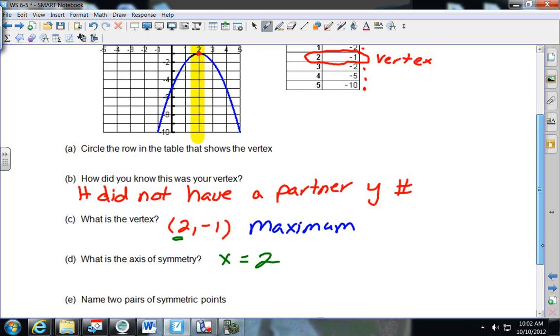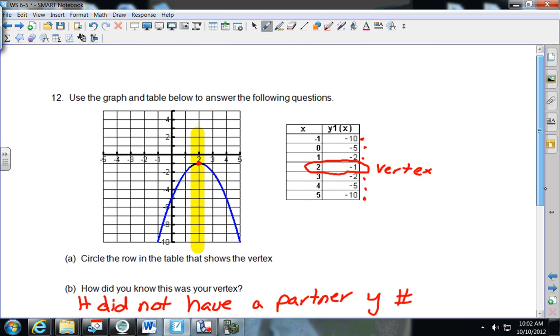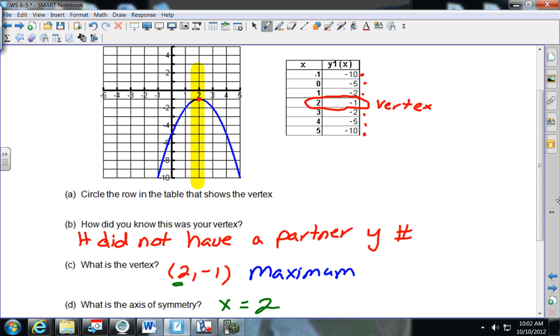It says, the last part says name 2 pairs of symmetric points. So I'll put it up here and do that. 2 pairs of symmetric points. I'm sorry, what was it? Symmetric points means the y's are the same. So what's a set of symmetric points?